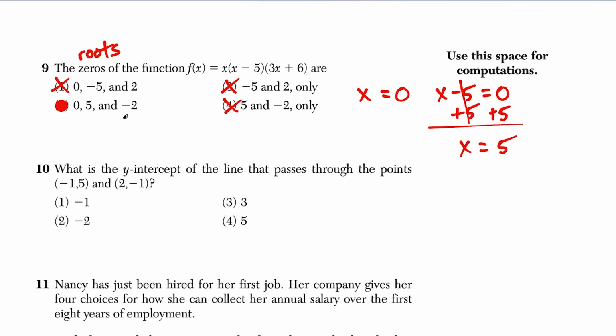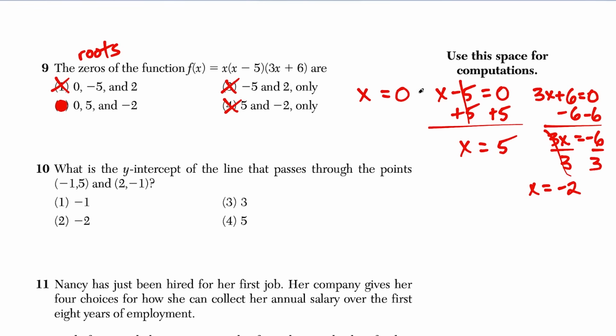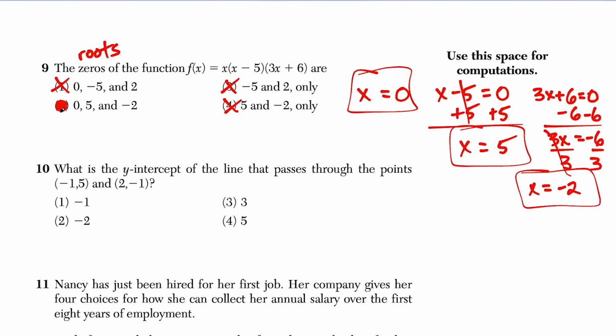But where is the root of negative 2 coming from? That would come from setting 3x plus 6 equal to 0. So if I set 3x plus 6 equal to 0 and solve, I'm going to do minus 6 on both sides. And that's going to give us 3x equals minus 6. And then I divide both sides by 3. And here I have x equals negative 6 divided by 3 is negative 2. So there's the third root. We have a root at x equals 0, at x equals 5, and at x equals negative 2. So choice 2 is definitely our answer.